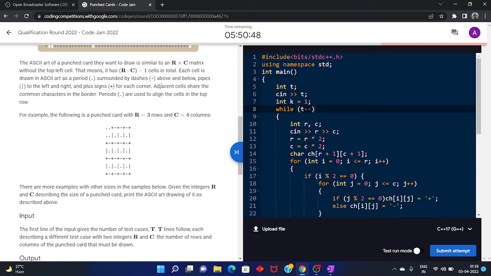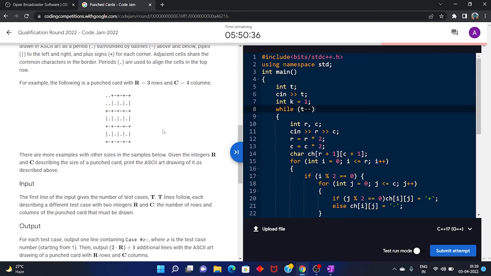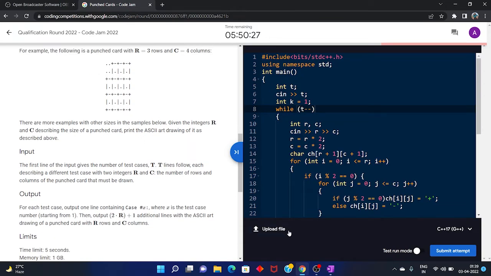For simplicity, let's forget that we have to print R into C minus 1 cells. Let's just consider that we have to print R into C cells. Now let's take a deeper dive into how a cell looks. As I told you, a cell is represented by plus, minus, a dot, and the pipe. If we observe carefully, we can say that there is a pattern in the whole matrix, in the ith row.